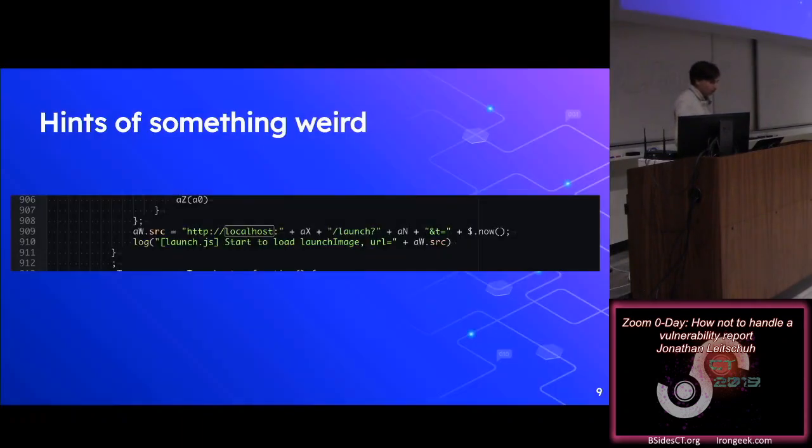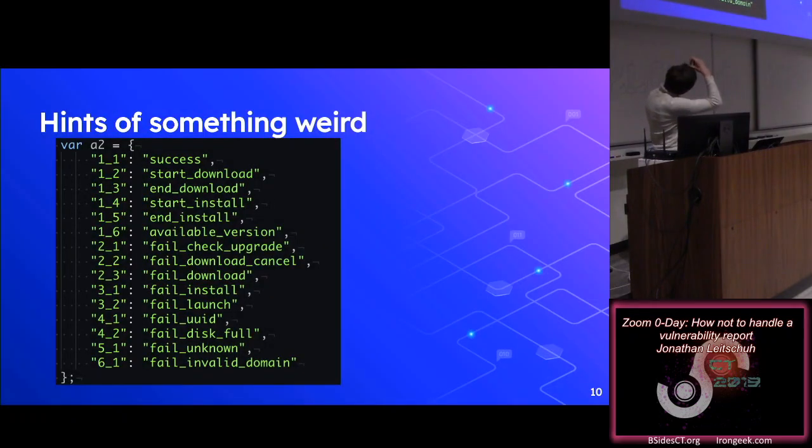I started digging into the JavaScript source code, and you start seeing stuff like this, right? Log, start, load image. First off, why are they making requests for images? Second, what is this thing on my machine, and what is it doing? The other thing that was weird was there was this block of logic where the response of the image that came back seemed to be this enum.